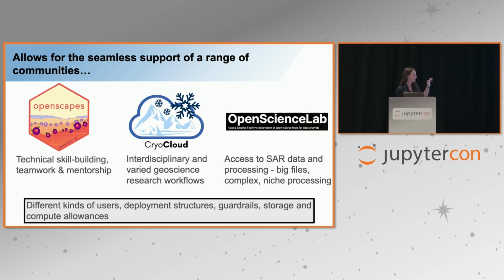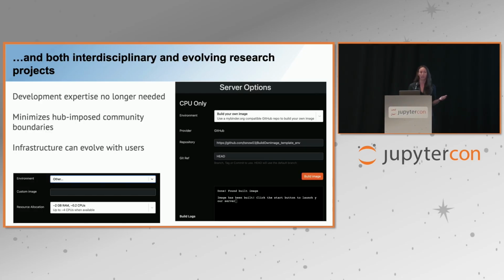So this is a few of the scientific communities we work with. Each of these has different kinds of users, deployment structures, guardrails, storage, and compute allowances. What's also exciting is that recently, in the last year or so, it can now support interdisciplinary communities and evolving research projects. We now have the advent of being able to bring our own images and environments, and not just that, to build our own with the touch of a button. That means scientists or anyone else using a JupyterHub doesn't need to have software development experience.